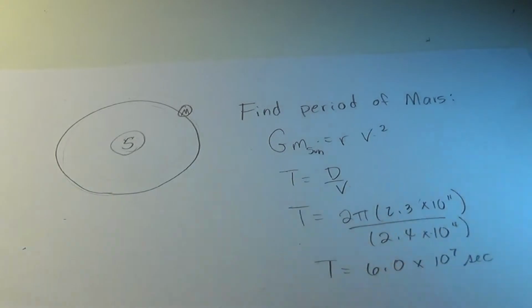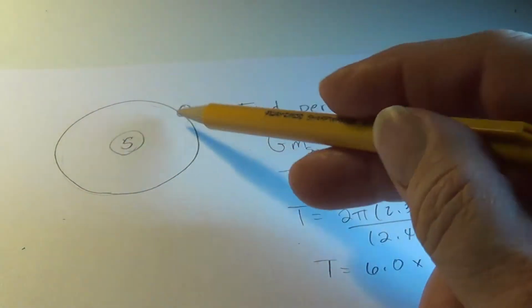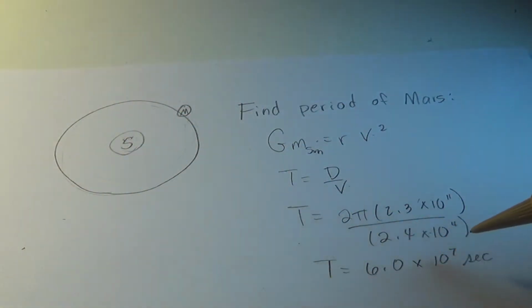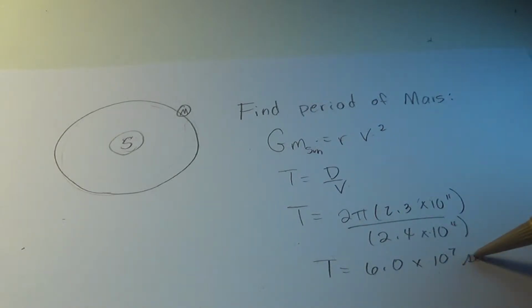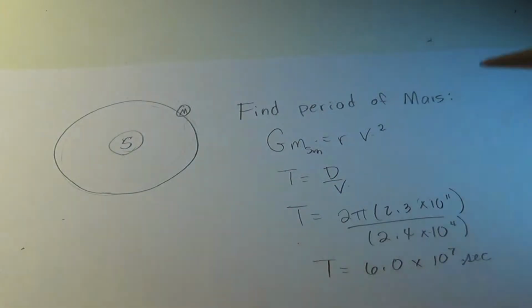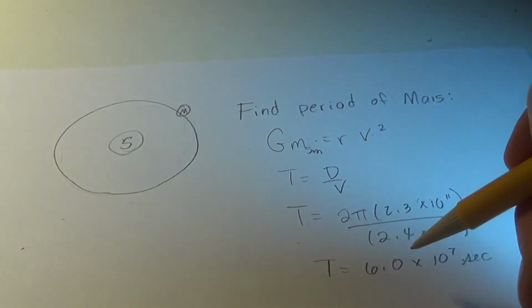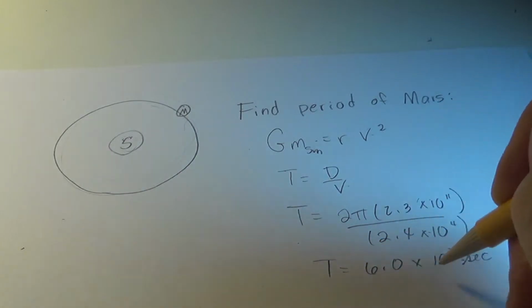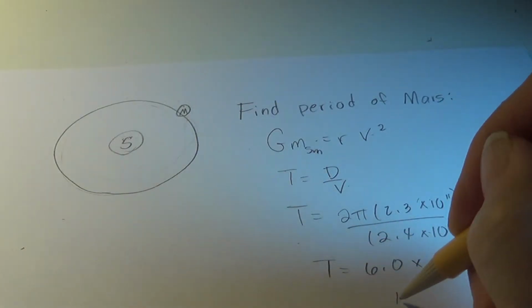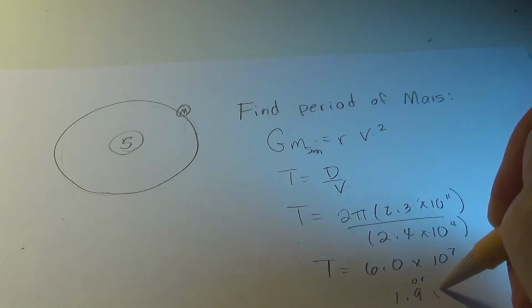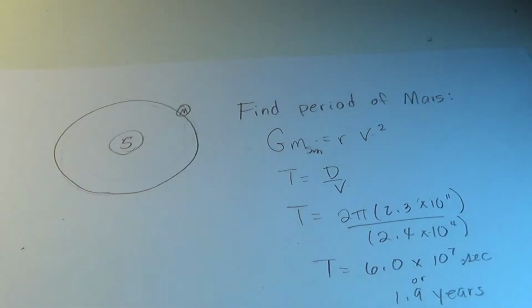So is that longer than our year? Is Mars' year longer than our year? We'll take that number, divide it by 60, then it'll be in minutes. Divide it by 60, then it'll be in hours. Divide it by 24, then it'll be in days. And then divide it by 365, and it'll be in years. So I think it comes out close to 2 years. This is in seconds, so it's about 1.9 years, or 2 years, something like that.